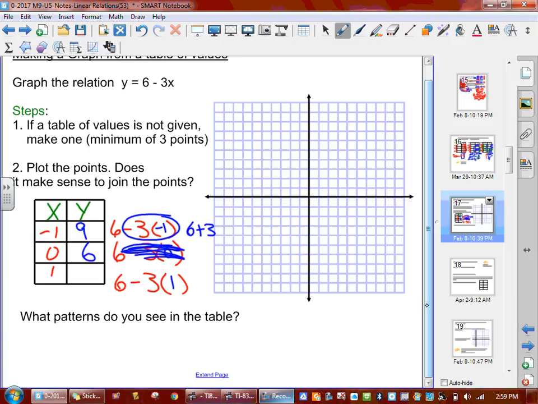Now we're going to plot our points. Now, whenever we've got a graph, most of the graphs I've given you go from -10 to +10, -10 down below to +10 above. This is called our standard window.